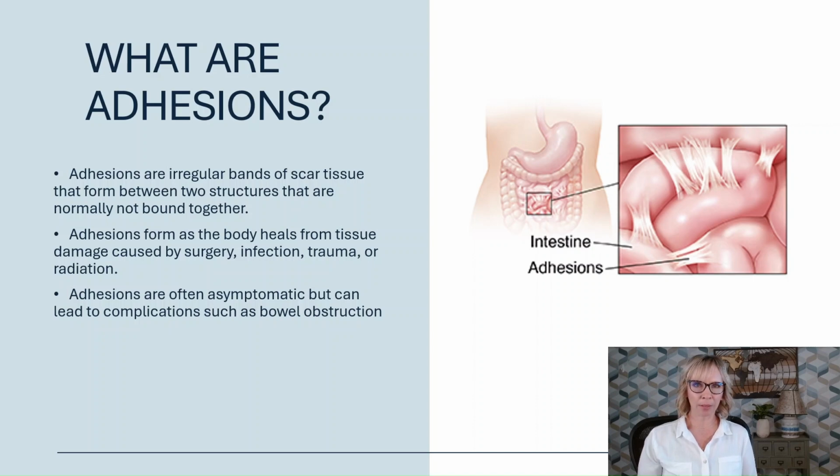One common complication of adhesions is a bowel obstruction. This can happen when adhesions bind loops of intestines together, attach them to nearby organs, or even anchor them to the abdominal wall, resulting in displacement of the intestinal sections.